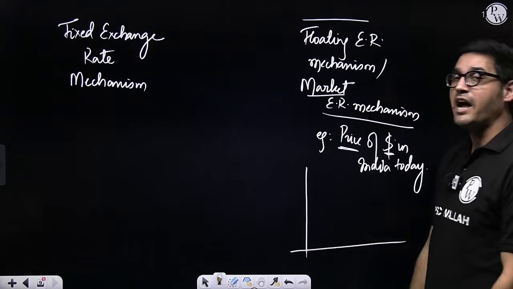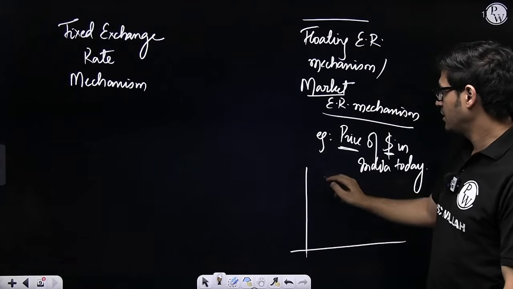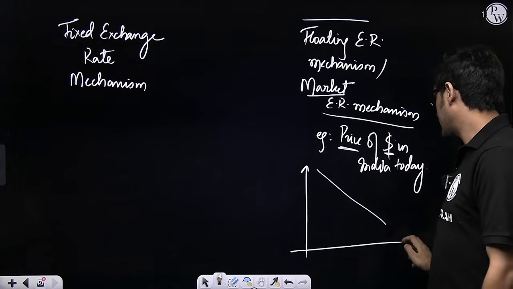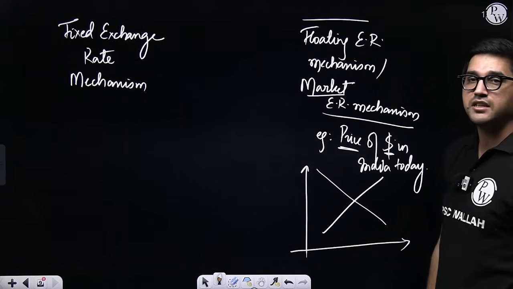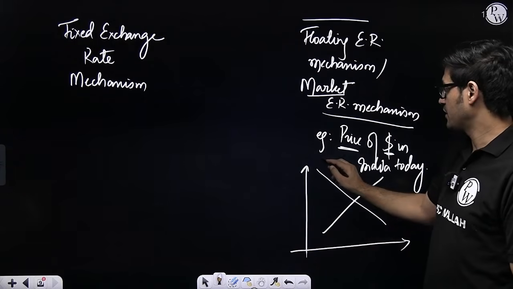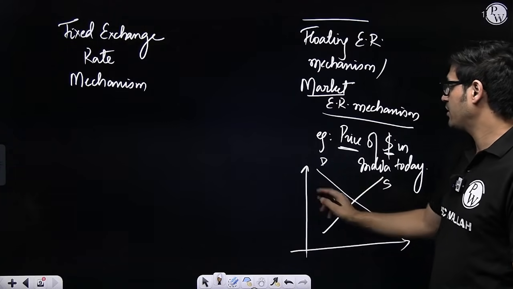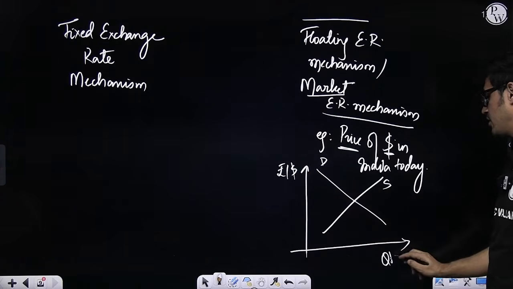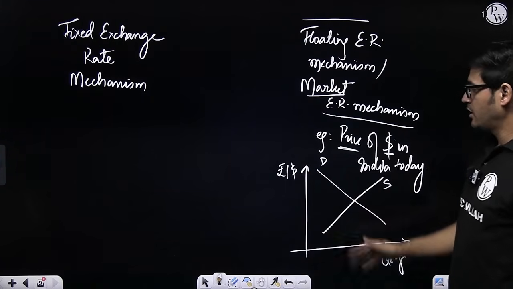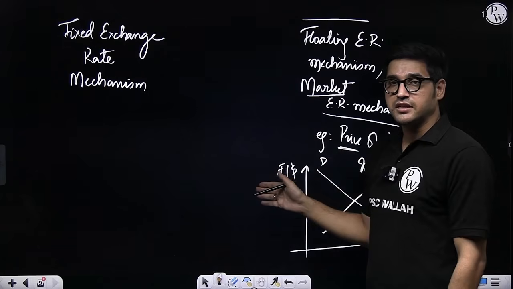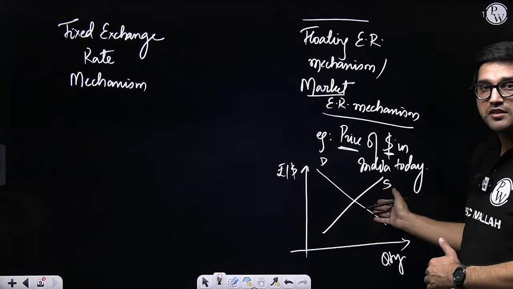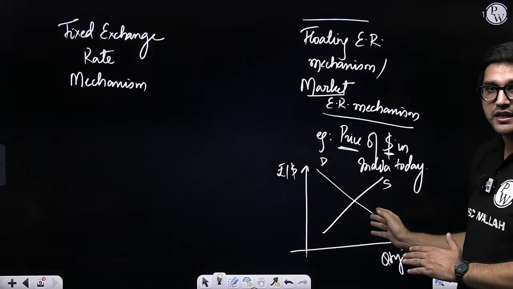Meaning, come back to your demand supply model, the demand of dollars in the economy versus the supply of dollars in the economy. This is the demand of dollars, this is the supply of dollars, this is the price per dollar, and this is the quantity of dollars. The demand can increase, it can decrease. Similarly, the supply of dollars in an economy can increase or it can decrease.